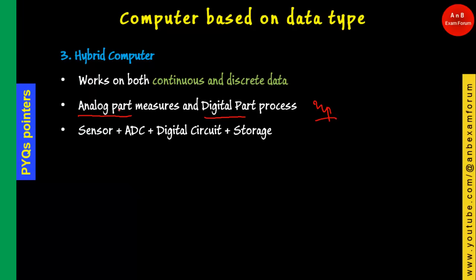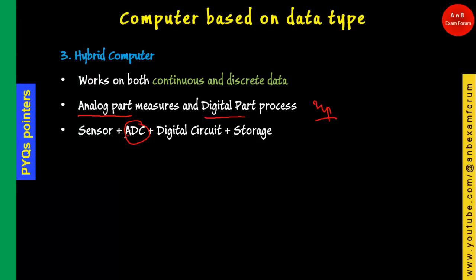And as you know, if you have an analog part, you need some converter. That is the ADC, analog to digital converter, which converts analog data to digital data. Okay, right? You understood now? I will repeat once again. A hybrid computer works on both types of data. Since a hybrid computer has an analog part and a digital part, but the digital part needs the data in discrete form, some sort of converter is required.